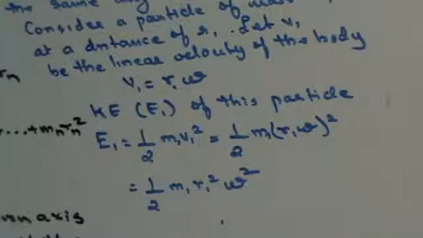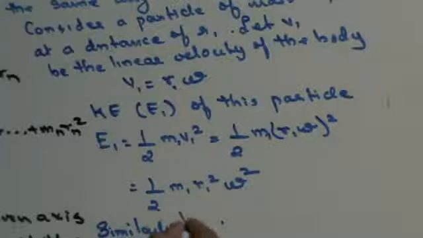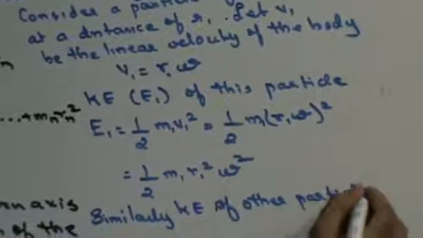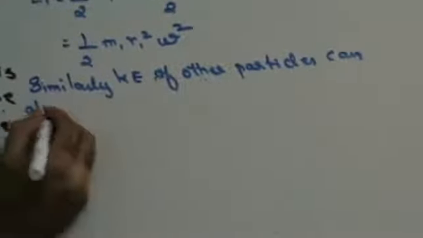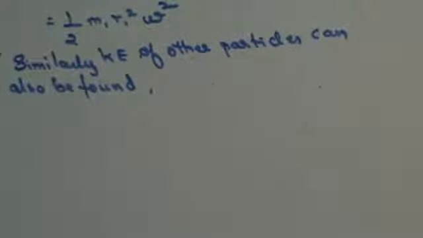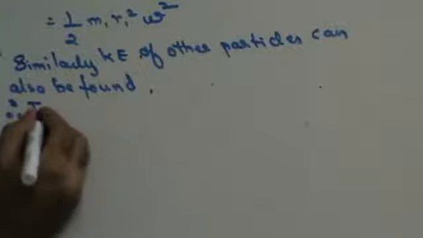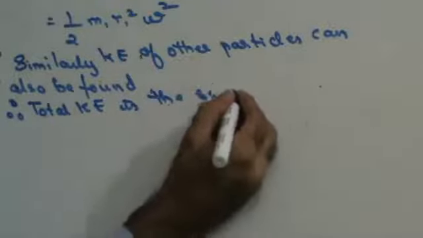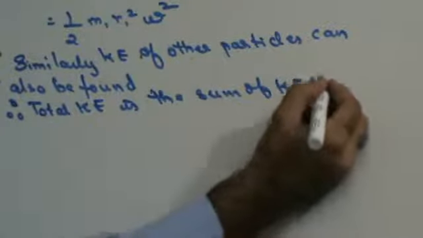Similarly, the kinetic energy of the other particles can also be found. Once I have the kinetic energy of all the particles, I can say that the total kinetic energy of the body is the sum of the kinetic energy of all the particles.